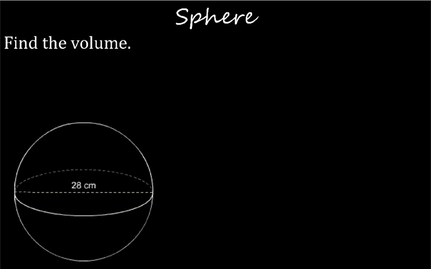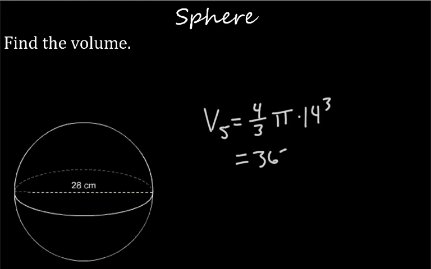So we'll look at this example. The volume of a sphere is equal to 4/3 times pi times the radius cubed. And here, be careful, we are given that this is 28 centimeters. So that's the diameter. So the radius is actually 14 centimeters. So our exact answer here is going to be 3,658.6 repeating times pi cubic centimeters.